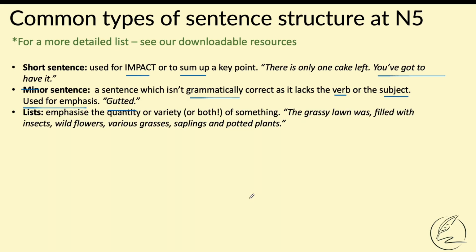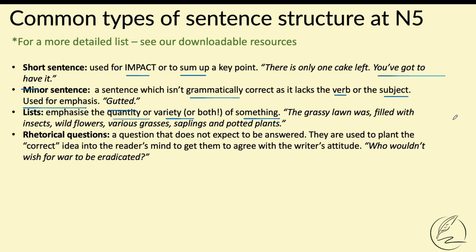Next up are lists. Lists emphasize the quantity or variety, or both, of something. The grassy lawn was filled with insects, wildflowers, various grasses, saplings, and potted plants. Lists are perhaps one of the most common things that come up for pupils to comment on. So if you're asked about sentence structure, have a look for a list because quite often they're there.